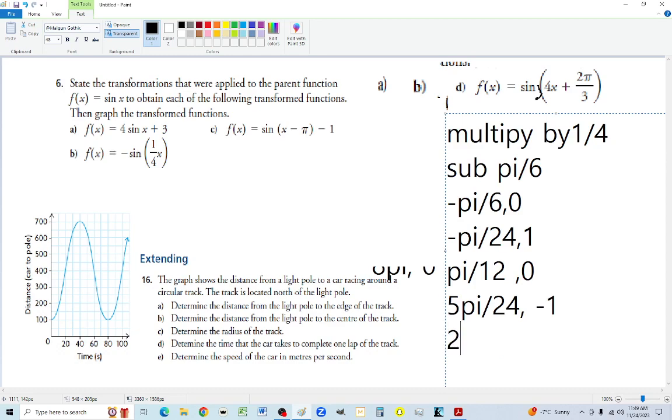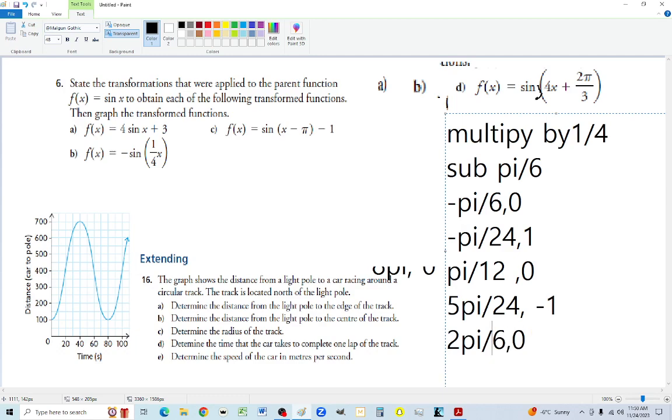If I do the last point, which is 2 pi comma 0, and I multiply that by a quarter, I get 2 pi over 4, which is pi over 2. And then if I subtract pi over 6, I have to multiply this by 3 to put them both over 6, and I get 2 pi over 6, comma 0. And that's it.